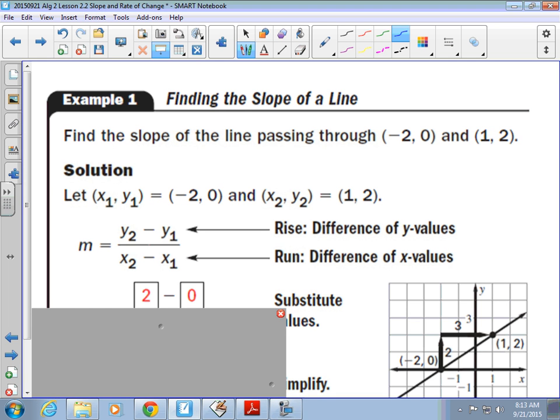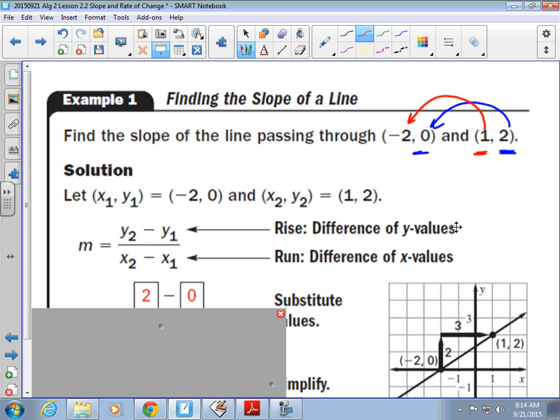Here's finding the slope of a line. Find the slope of the line that passes through (-2, 0) and (1, 2). What I was talking about a second ago: these are your two y values, so you can say 2 minus 0. We know that gives us 2. And you can say these are your x values, 1 minus a negative 2. Again, minus a negative means plus. So you're going to have 2 on top, and you're going to have 1 plus 2, or 3, on the bottom. Here are the steps for it, though.